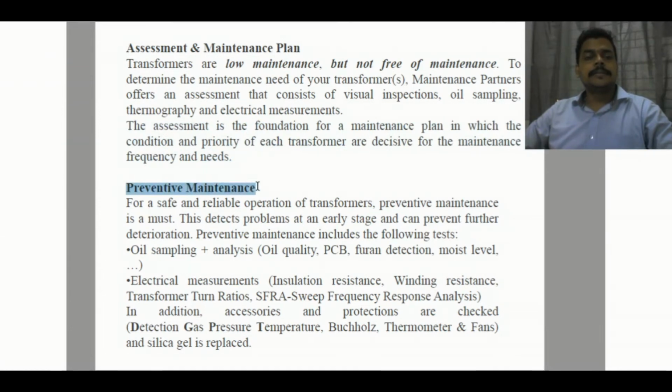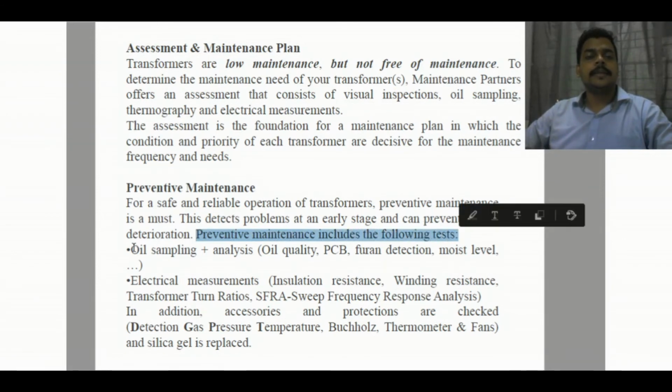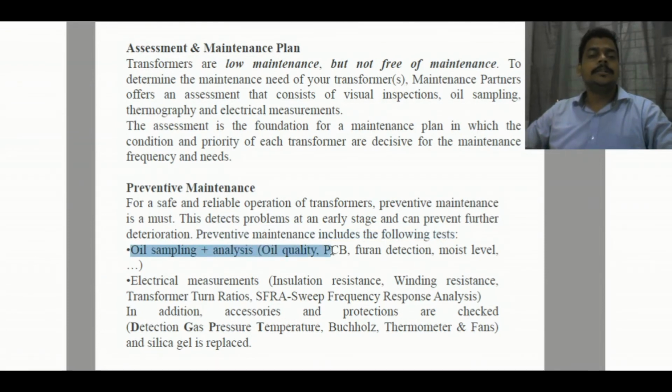Now the preventive maintenance we have to take care of for the transformer. For safe and reliable operation of the transformer, preventive maintenance is a must. This detects problems at an early stage and can prevent further deterioration. The preventive maintenance includes the following tests: oil sampling analysis, or oil quality check, PCB furan detection and moisture level.